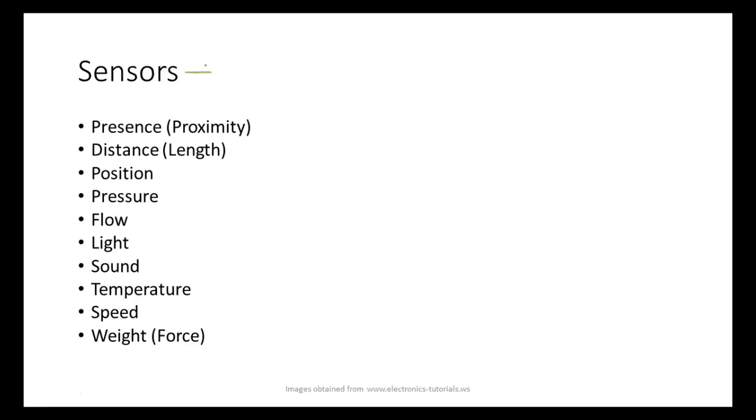So these are the things we can sense: presence, also called proximity, distance, which is position, pressure, flow, light, sound, temperature, speed, weight. We can just about design an electrical sensor to sense just about anything that you sense. Right? Because that's all the sensors do. They take what? A physical stimulus and convert it over to an electrical signal so it can be processed. Questions?